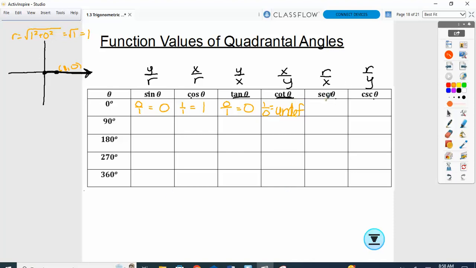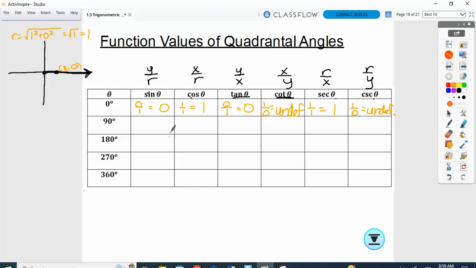R over x will be 1 over 1, which is 1. Cosecant, r over y, so 1 over 0 is undefined. We never saw any undefined yesterday. The only time you will in fact see zeros or undefined is on these quadrantal angles, like that.